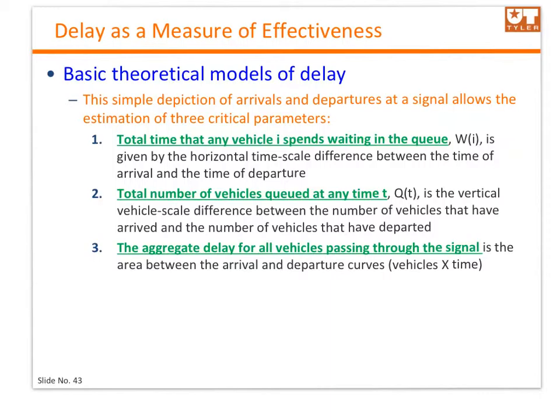The second critical parameter is the total number of vehicles queued at any given time, and that would be Q_t. The way we get this total number of vehicles is the vertical vehicle scale difference between the number of vehicles that have arrived and the number of vehicles that have departed. So that's the difference. And the third parameter is the aggregate delay for all vehicles passing through the signal. And this is, as we said before, basically the area between the arrival and the departure curves. So it's going to be vehicles times time.